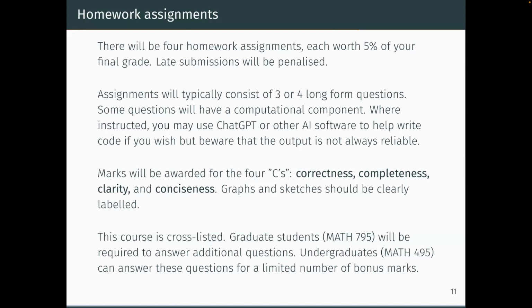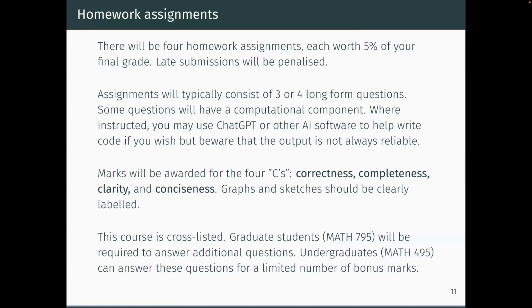Like I said earlier, you can use things like ChatGPT or other AI software to help write code for some of those numerical questions. One thing I would say here is do be aware that the output is not always reliable. Sometimes it will tell you that this is the code to do something, and that is not the code to do that thing. So make sure that you actually critique what you've been given rather than just assume that it is correct.